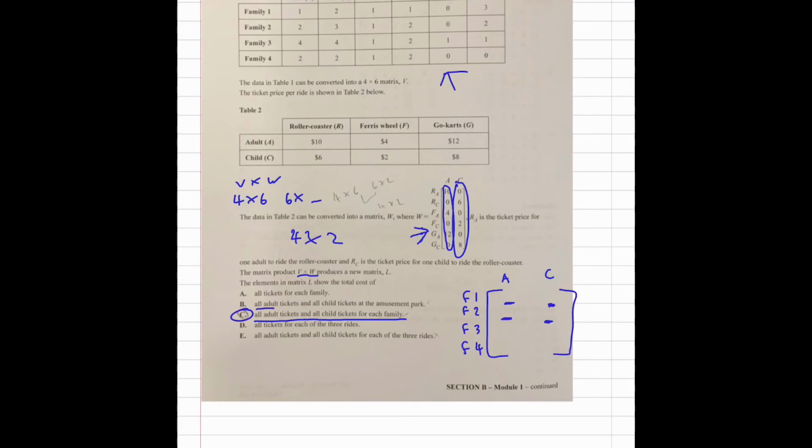You may think B might be right, but B is wrong, because it only says that all adult tickets and all child tickets at the amusement park. However, the matrix actually shows the cost of the adult and child tickets for each family.